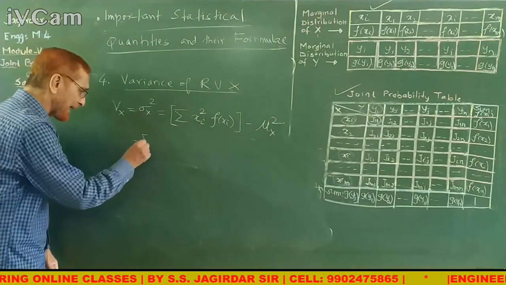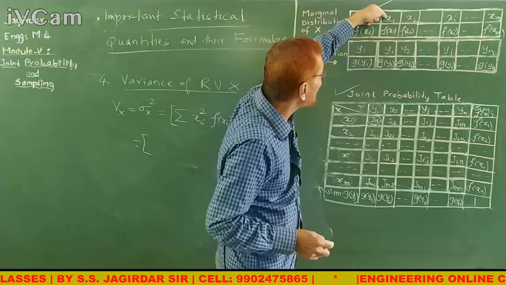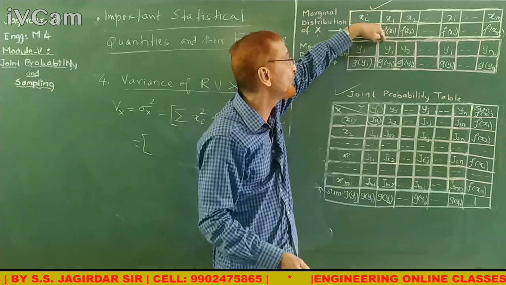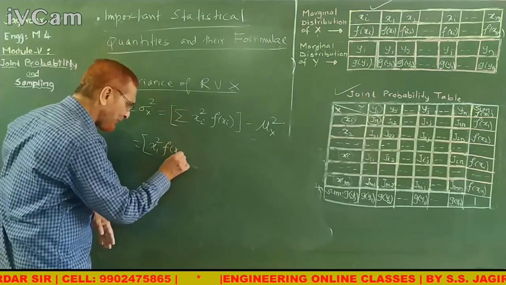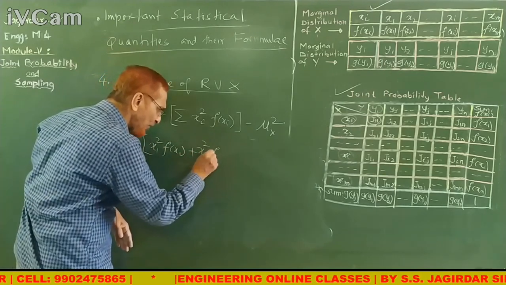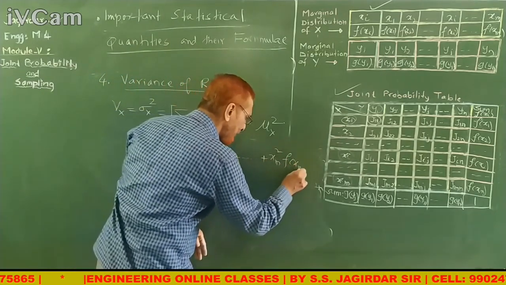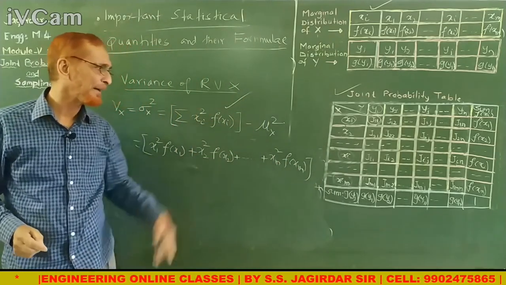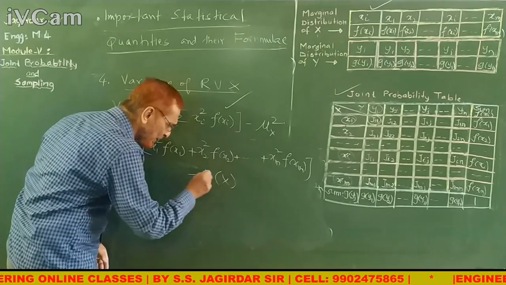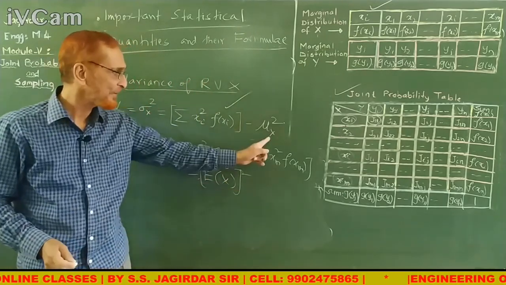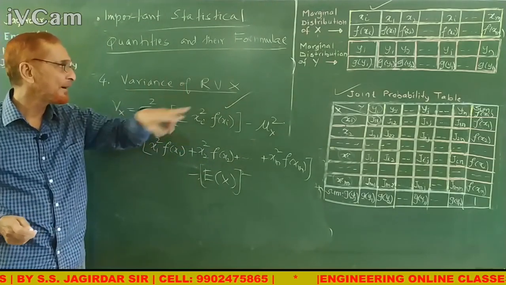Very simple. In the bracket, xi square means again you have to use this table, where the xi values and f of xi values are here. Initially you took x1 into f of x1, but now for variance you take x1 square multiplied with f of x1, plus x2 square into f of x2, and this way the last value is xm square into f of xm. So this sigma can be expanded, and minus of course mu x square. You can use either symbol for mu x, because earlier we discussed how to calculate mu x, and the same value you have to substitute here. In this way you will get the variance of random variable x.